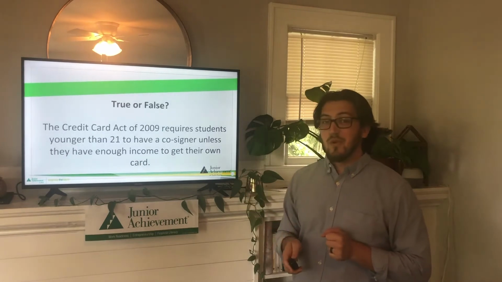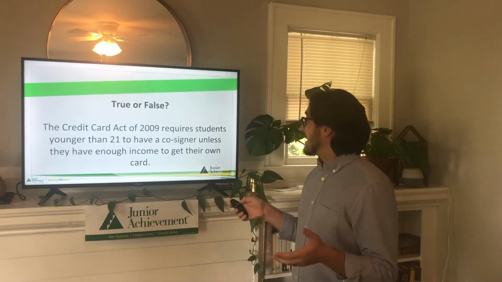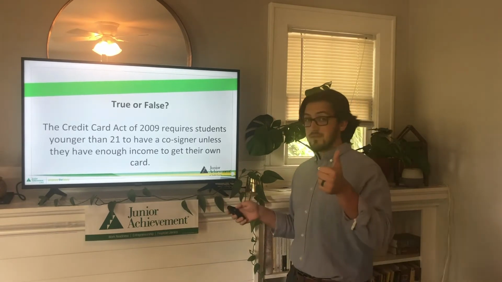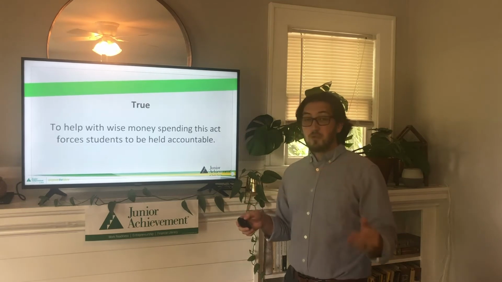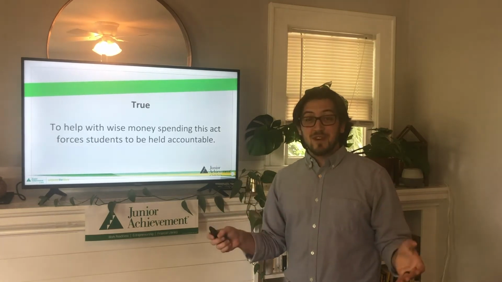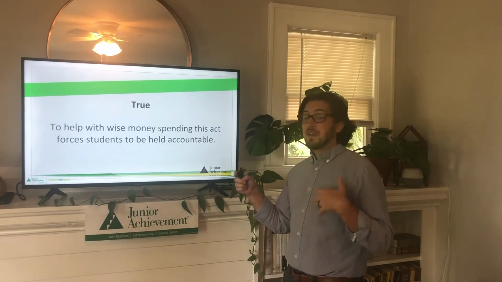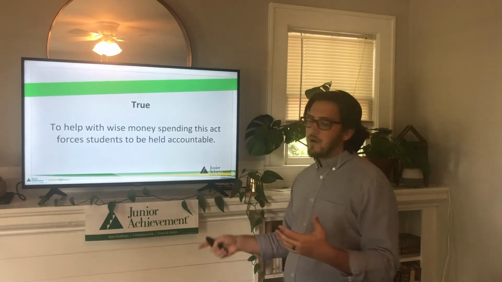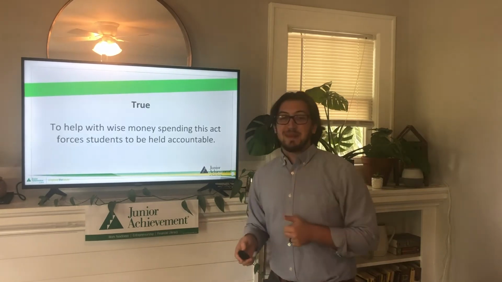Is this true or false? They want to create some standards for people who get a credit card? True or false? Here we go. It is true. To make sure that people are wise with their money, this act forced students to be held accountable. Way to go if you said that statement was true.